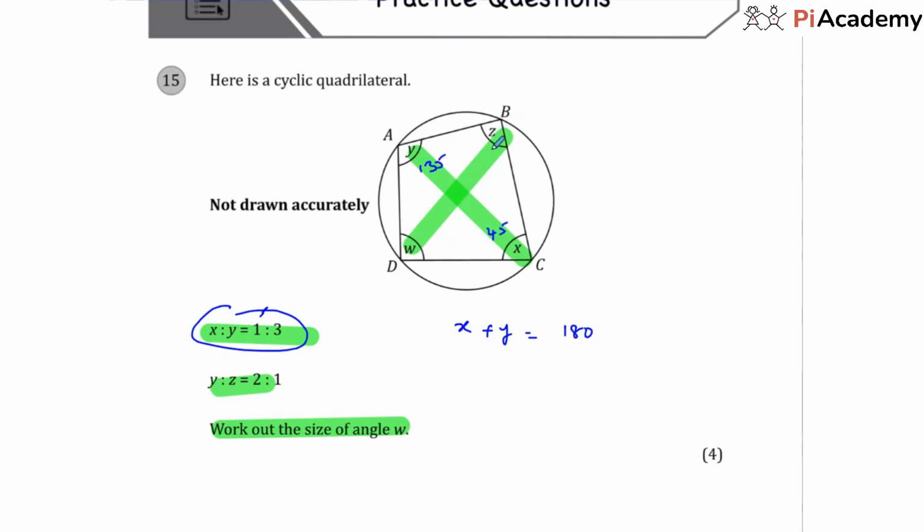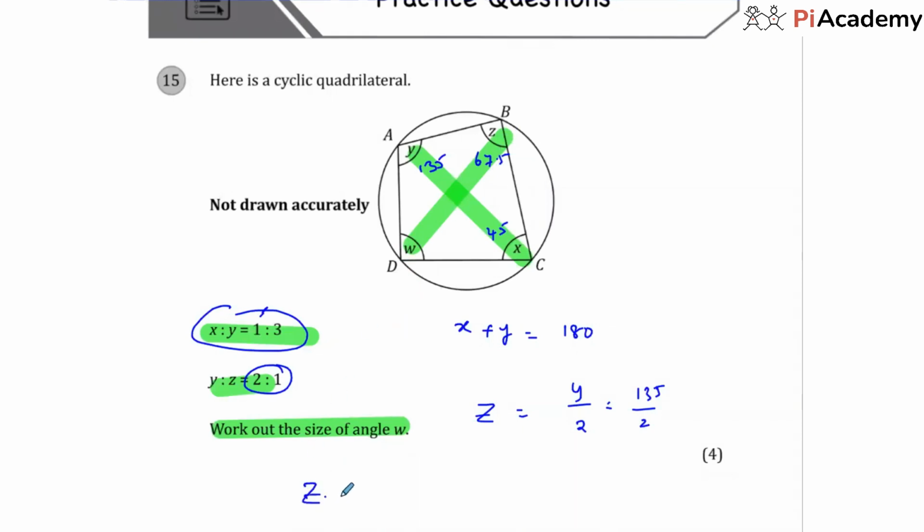Similarly, y is to z, that is also 180. So you're dividing by 3 because it is 2:1, 3 parts. So each part is 60, right? So z is 135 divided by 2, which is 67.5. And then W would be 112.5.